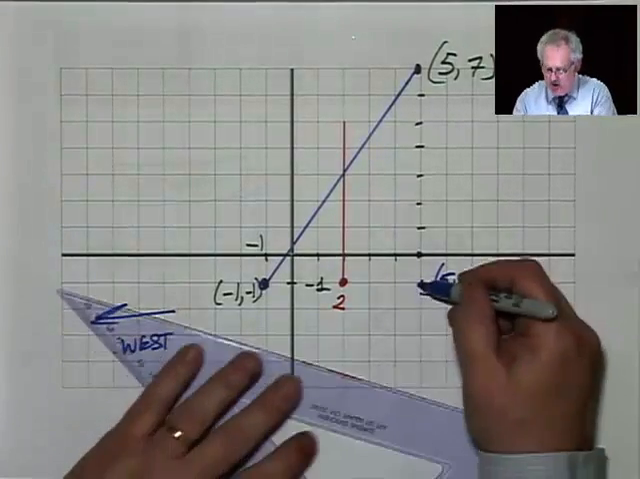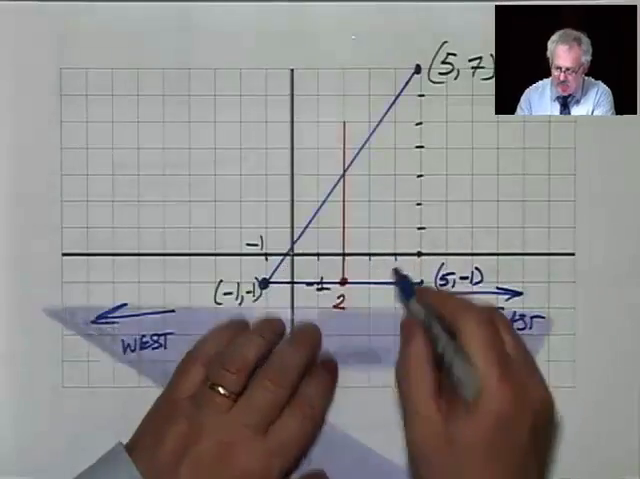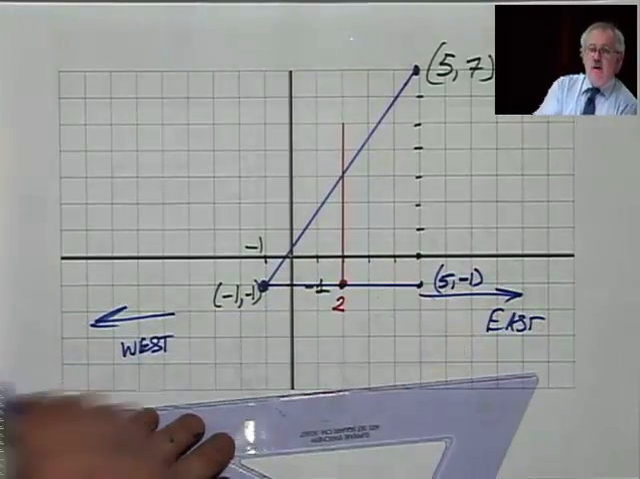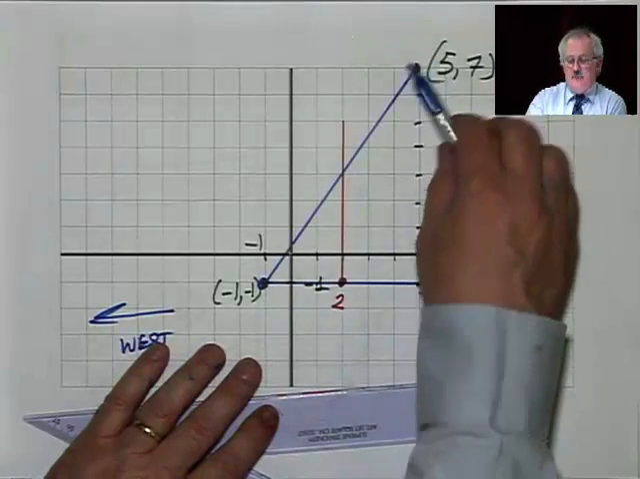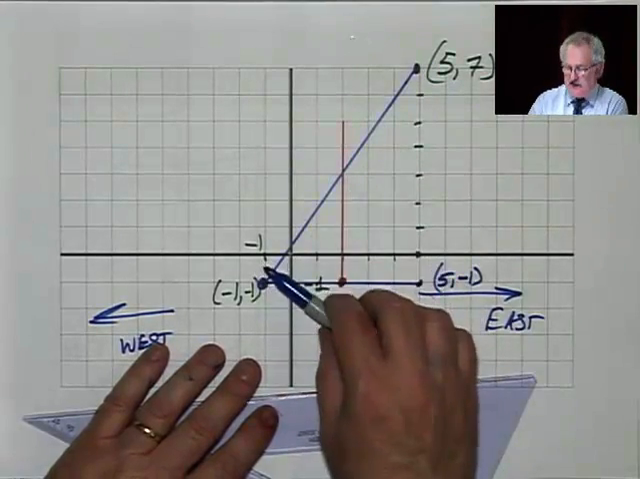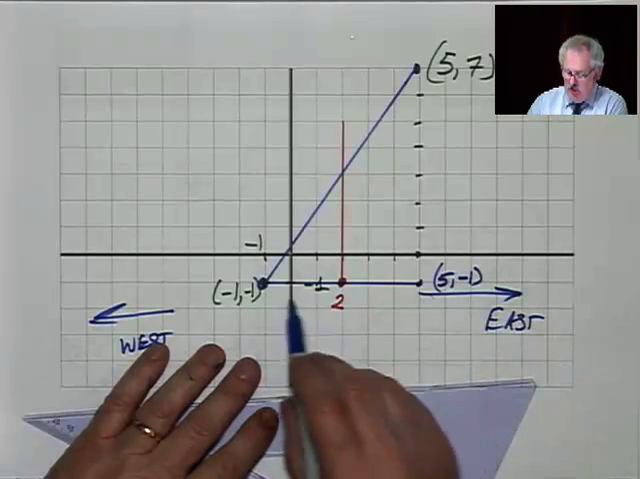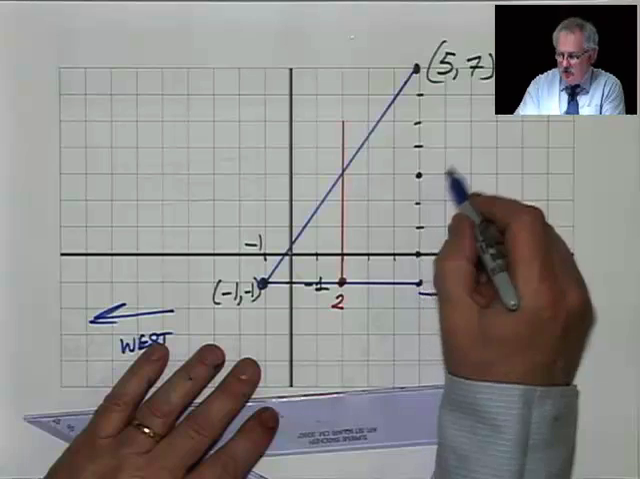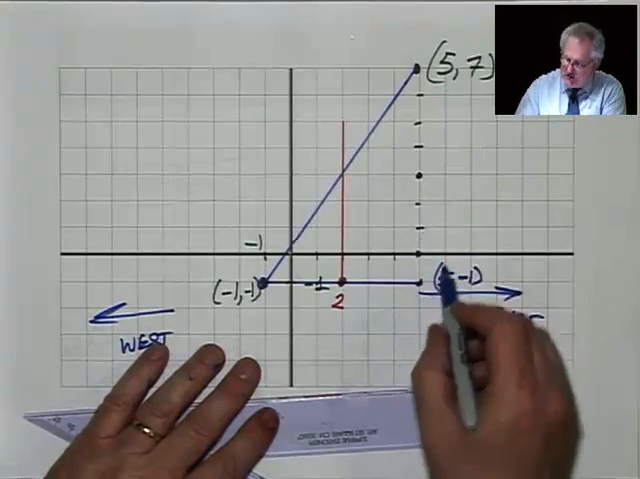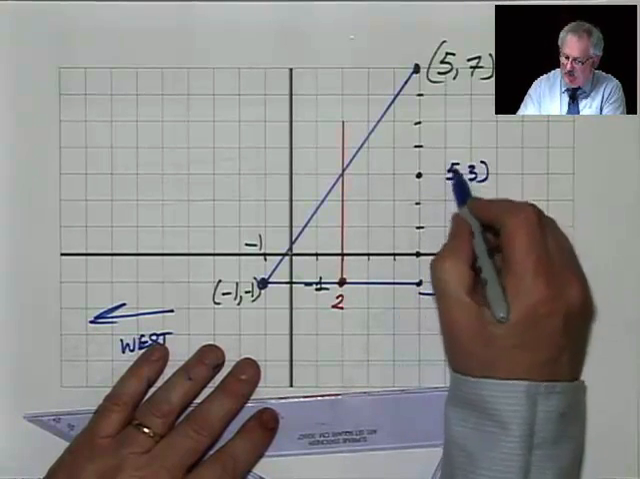So if I do the same in the north direction: I was at minus 1, 1 south, and I'm going to 7 north. So that's 1 plus 7, a total of 8. Half of 8 is 4. 4 from minus 1 is 1, 2, 3, 4. It will bring me here. So that will bring me to 3. So the point, I think, now is 5, 3.